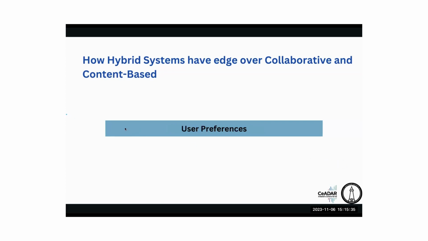The next biggest edge over collaborative filtering and content-based filtering is user preference. Different users have different preferences, tastes, and behaviors. A hybrid system can adapt to these variations using a combination of techniques, and ensures that recommendations are tailored to a wider range of user profiles and not to a single person's perspective. That's the biggest advantage of a hybrid system.